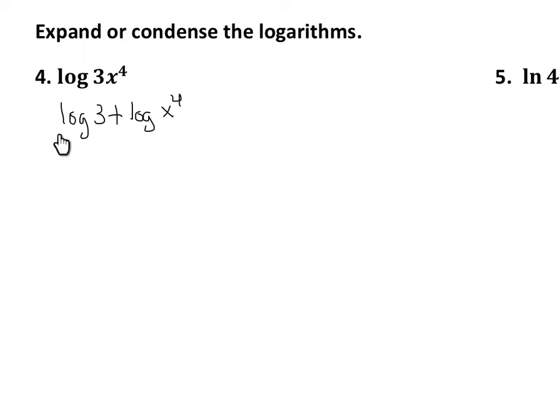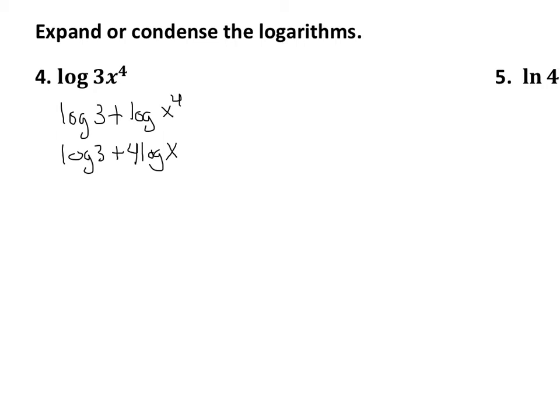Now I look. Is there anything else going on in the first log? No. The second log, yes, because it has the power property. So I can change that to this. Because remember, what you do is you take the exponent, you bring it down to the front. So see how I brought it down and changed it, instead of x to the 4th, it's 4 times the log of x.